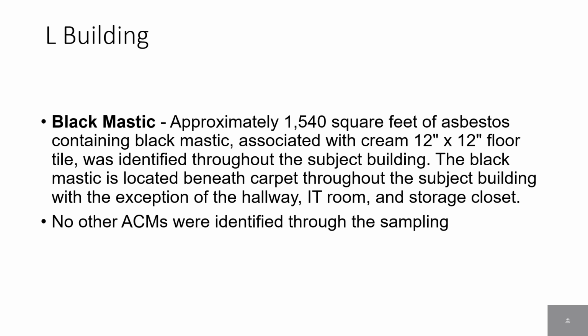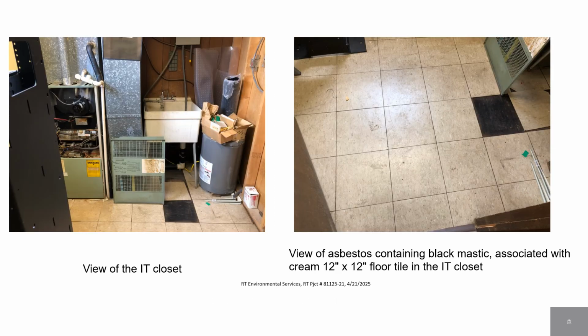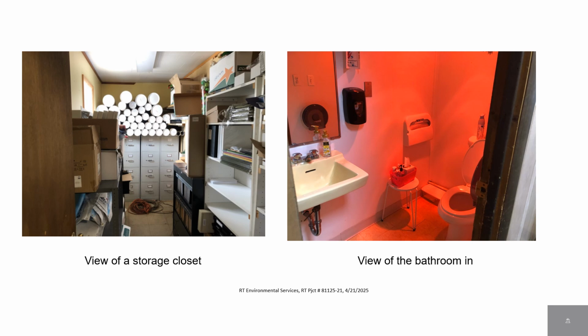The black mastic associated with the tile throughout L building was shown to contain asbestos. It's mostly covered with carpet, with the exception of the hallway, the IT room, and the storage closet. This is a view of the entrance and a view of the hallway, and a view of the IT closet, and a view of the asbestos-containing black mastic. This is a view of the storage closet and the bathroom.